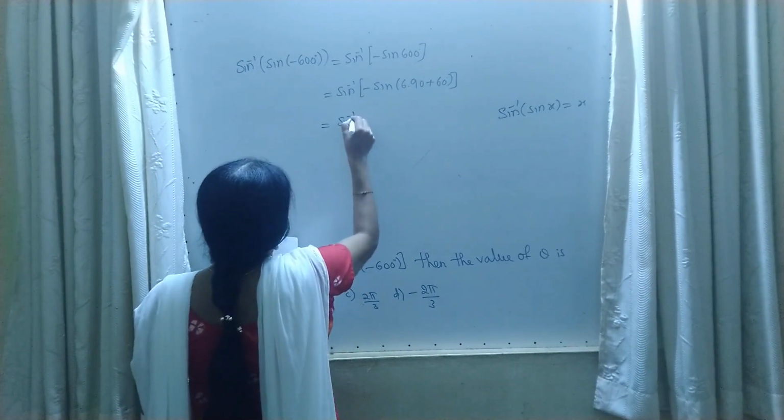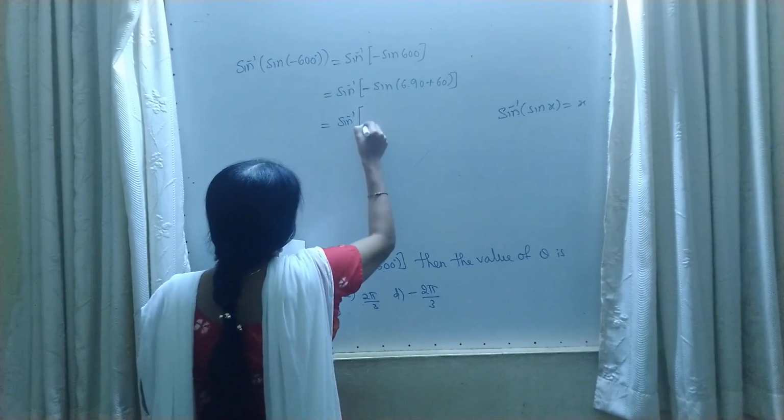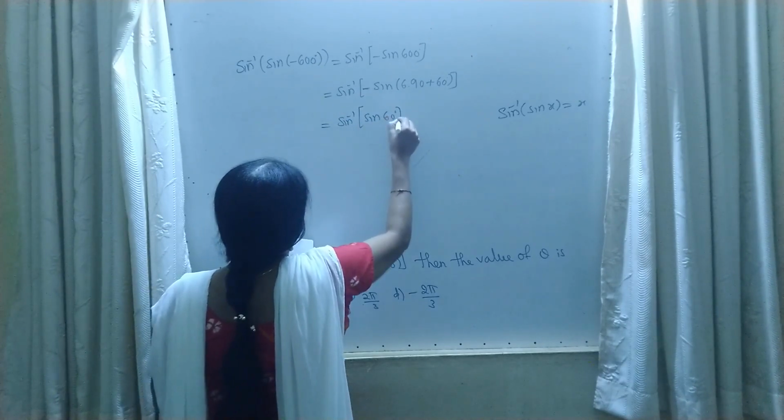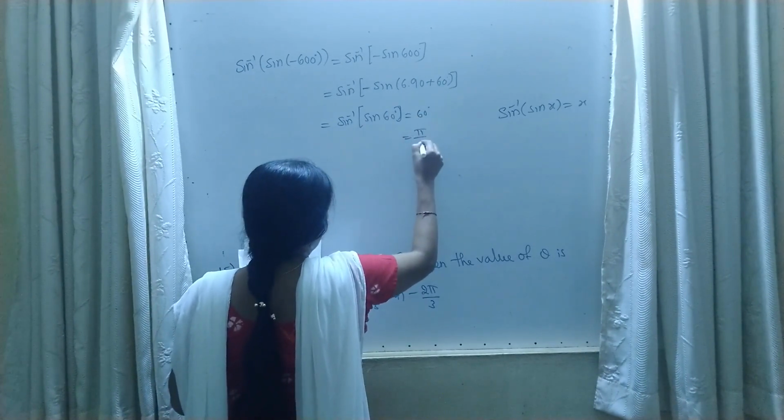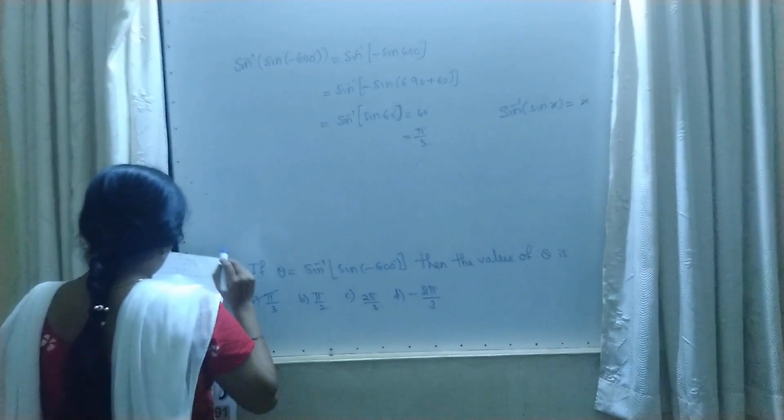In the third quadrant sin is negative. So it is minus, it changes to plus sin 60 degree. Sin inverse of sin 60 degree is what? 60. 60 is what? Pi by 3. So the answer is A. Pi by 3.